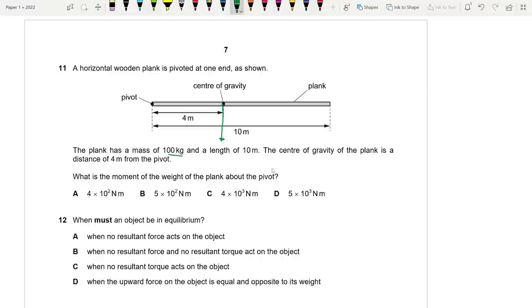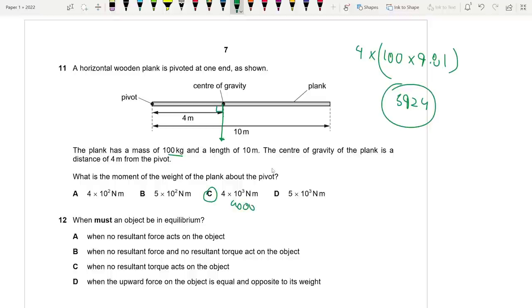Okay. So moment is basically the force into the perpendicular distance. So we need to take 4 actually. So that's 4 meters into the weight. That means mass into gravity, 100 into 9.81. 100 times 9.81 times 4, that is 3924. What is the closest answer to 3924? It's 4000. So we're gonna go with C. 11 is C. Till now, the variant seems very easy.